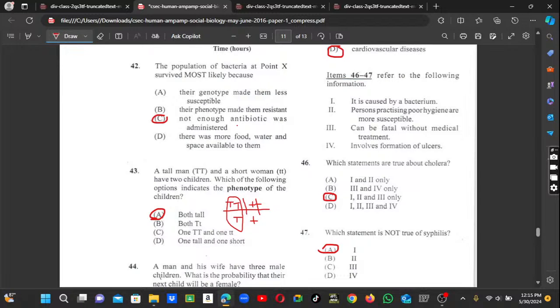Moving along. Number 47. It says which statement is not true of syphilis. So far we know that syphilis is caused by bacterium. So the statement that syphilis is not caused by bacterium is the untrue one. It says not. So the answer would be I. Alright, good.